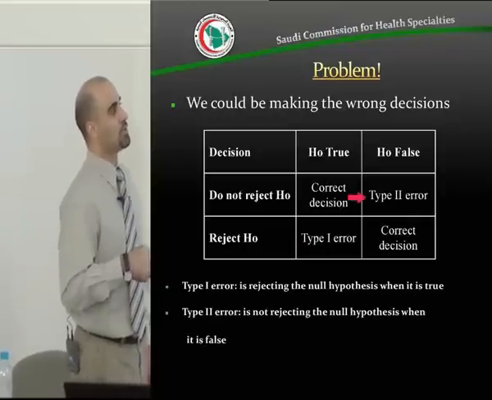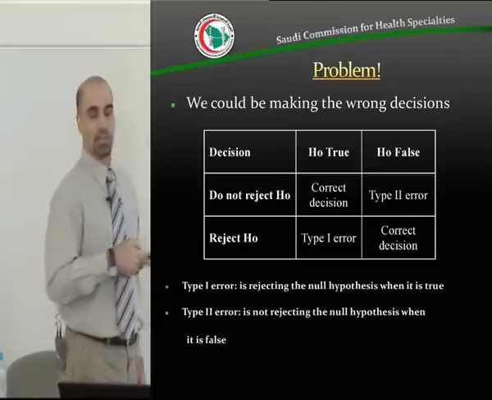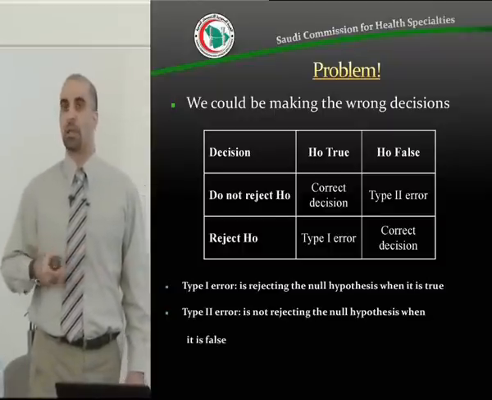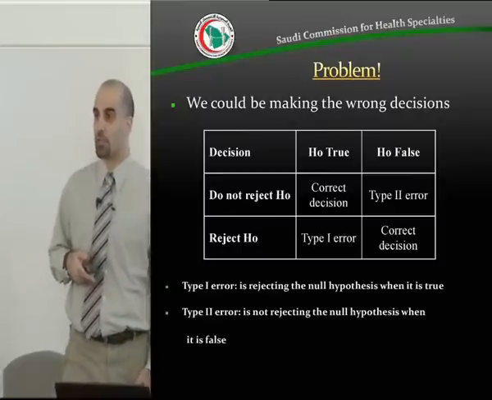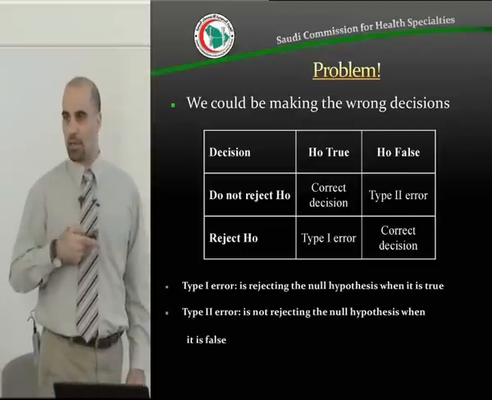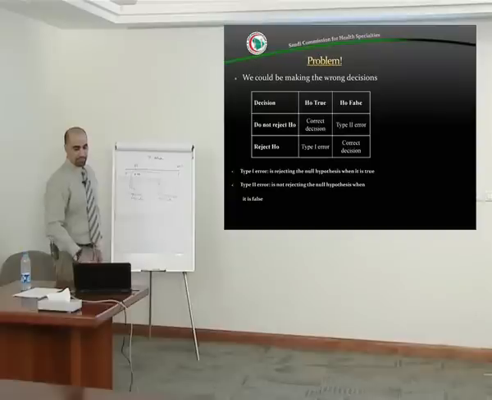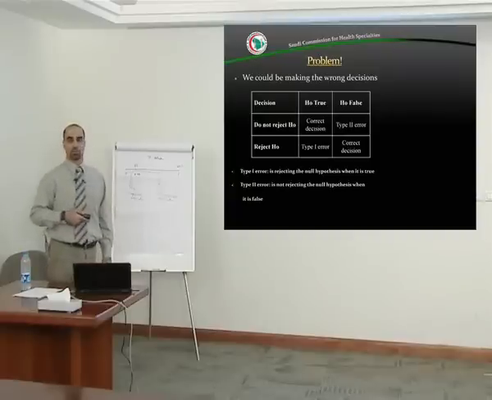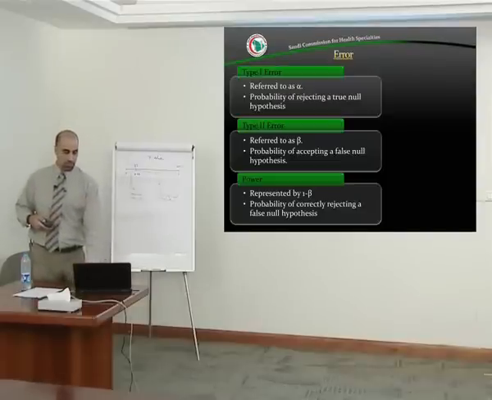Type 2 error is when I have a false null hypothesis or the null hypothesis is not true, meaning there is an association, but I say the null hypothesis is correct. So I am accepting a false null hypothesis. In other words, I'm doing type 2 error. So basically, type 1 error is rejecting the null hypothesis when it is true. Type 2 error is not rejecting the null hypothesis when it is false.